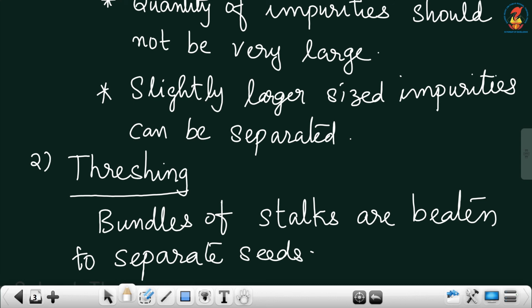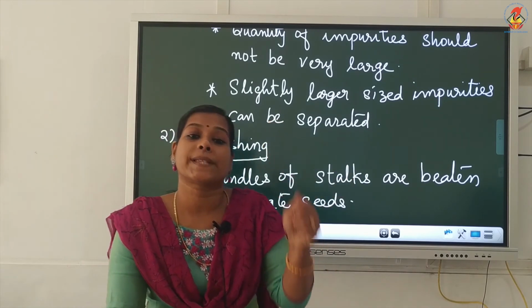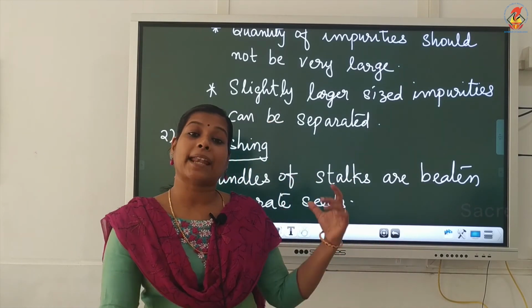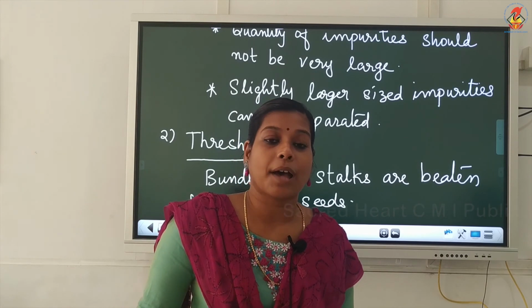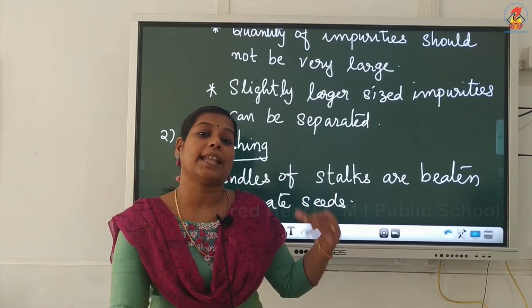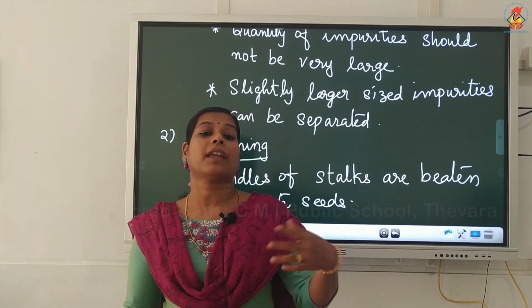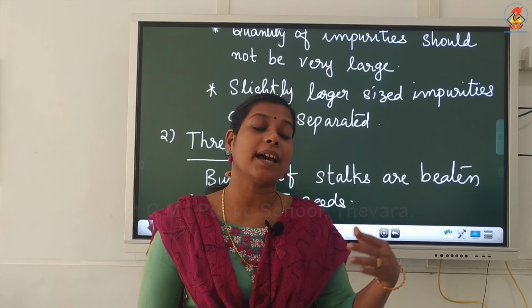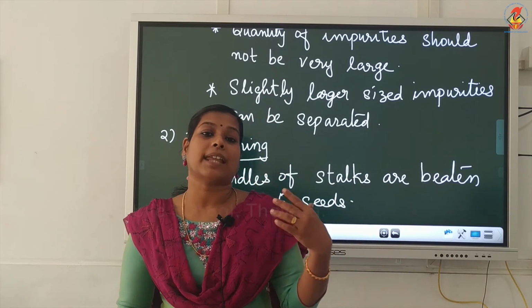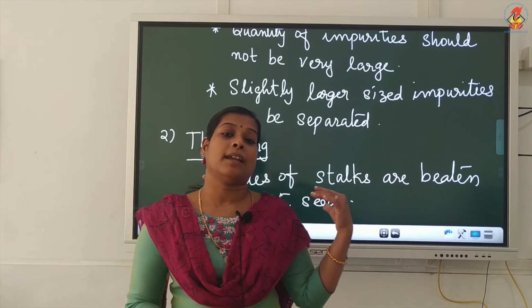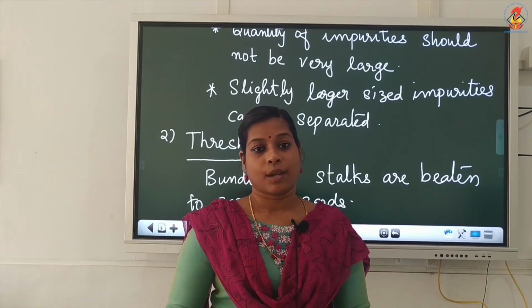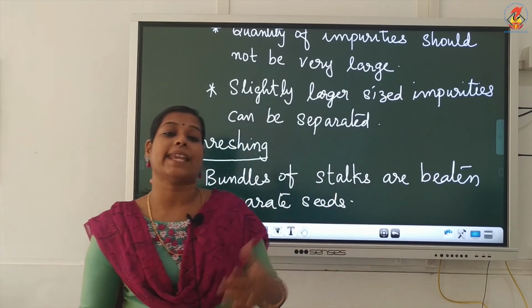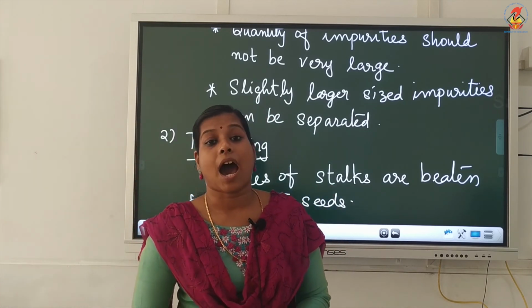So we keep the stalks as different bundles, and we beat those bundles to separate the seeds and stalks. That beating can be done either by using machines, or by using bullocks. We can take the bullocks for separating the seeds and stalks, or we can beat by using machines. Okay. So this is how the seeds are separated from the stalks after harvesting.